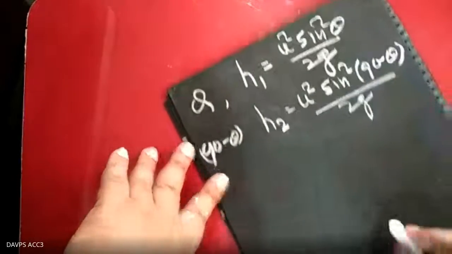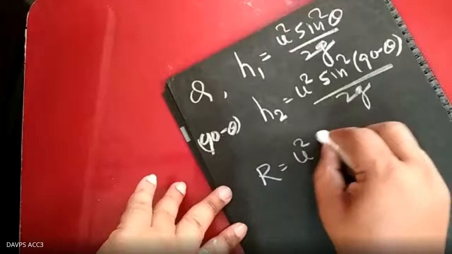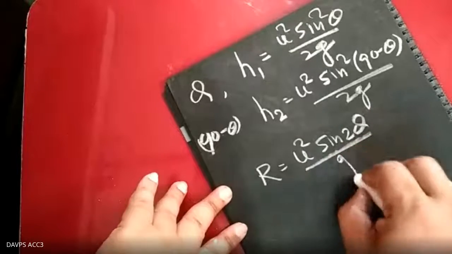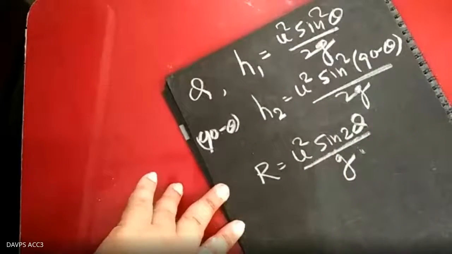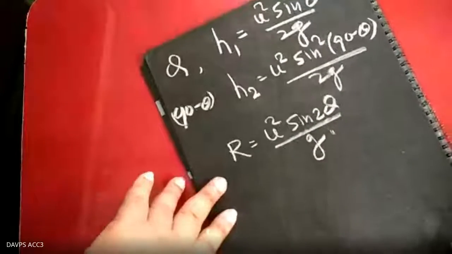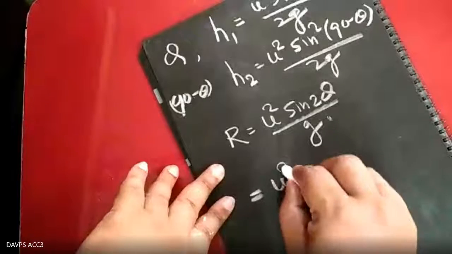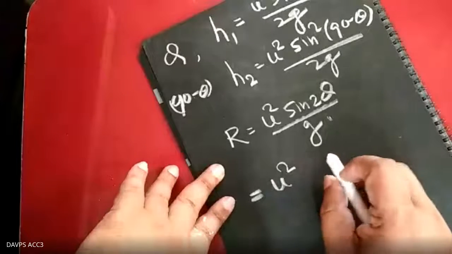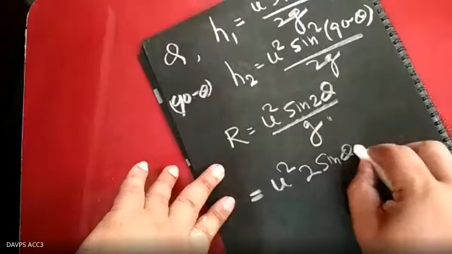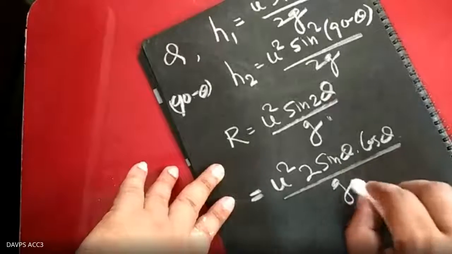That was the formula. What was the horizontal range? Horizontal range was u square sine 2 theta upon g. This is the formula, so we have to relate these two. How do you relate these two? So that is R equal to, I am writing in this manner, u square 2 sine theta cos theta by g.